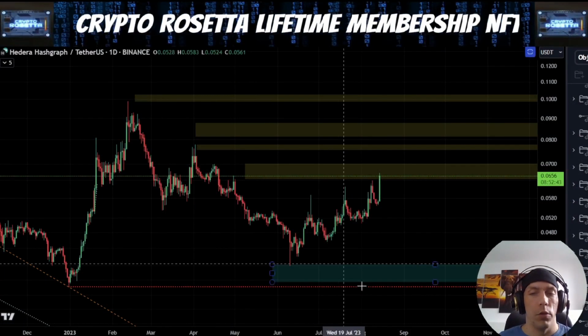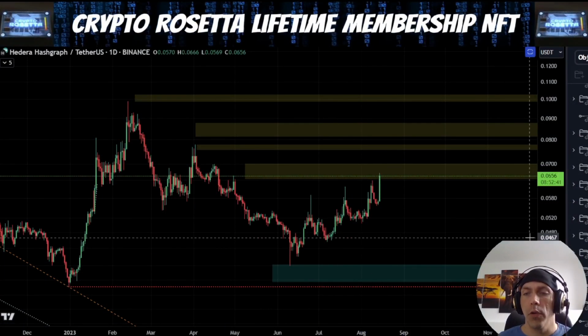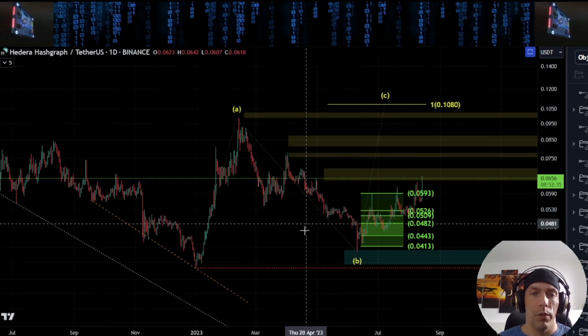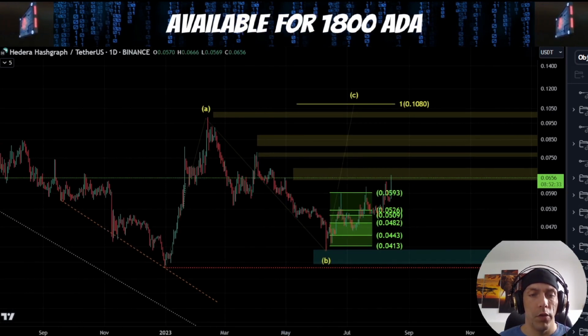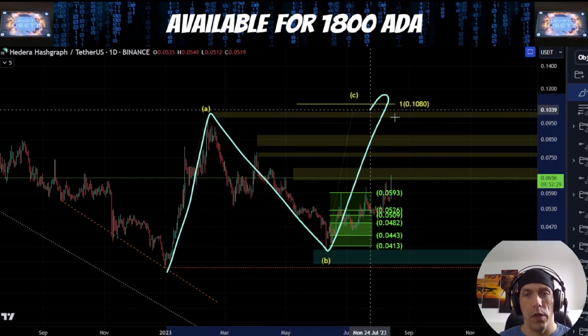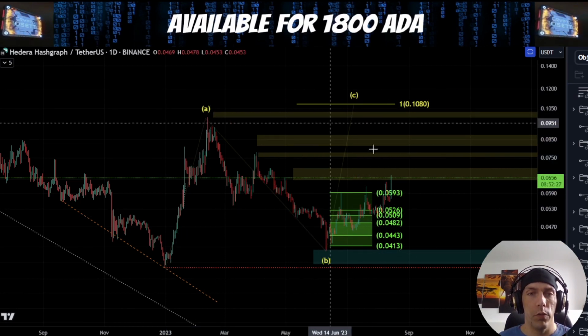Before we get into the lower degree count, what we are going to do here is go over our two higher degree counts that we are looking for. Within one of the counts, we are potentially looking for this move to develop as an A, a B, and a C to the upside. We've been looking for this potential for a while now.